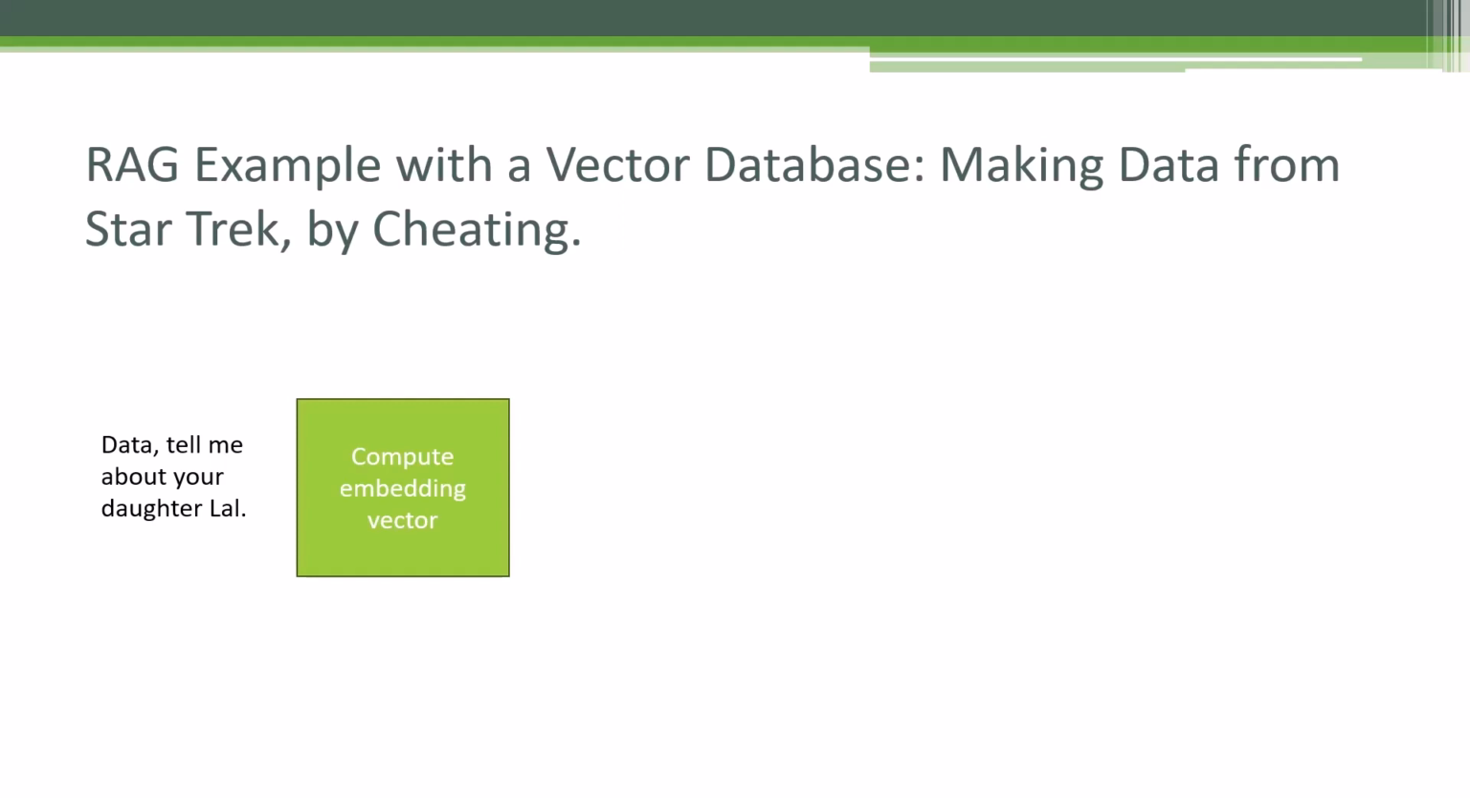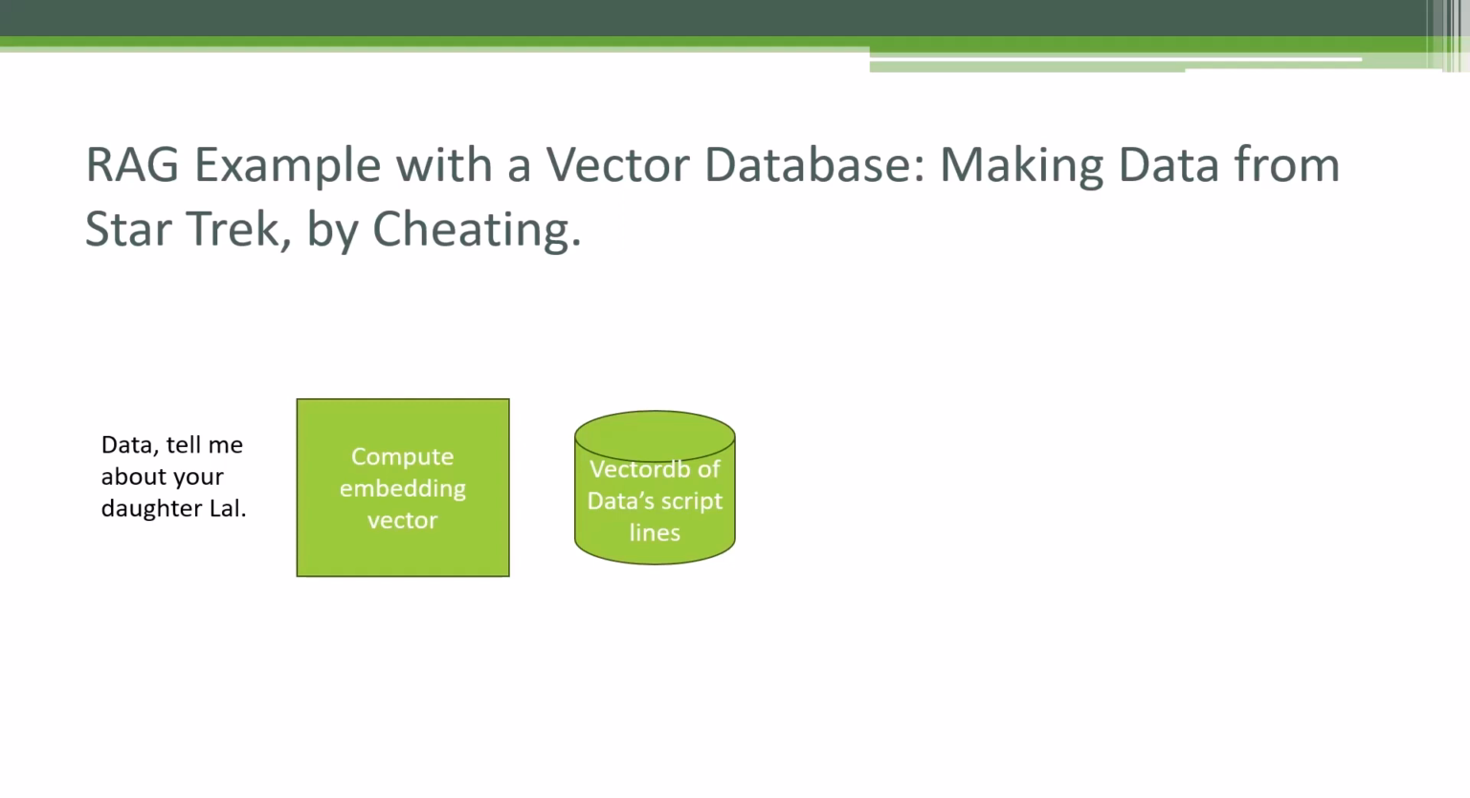First we need to compute an embedding vector for that query. "Data, tell me about your daughter Lal." And we'll get some sort of multi-dimensional vector that says where this sits in our embedding space. We can then do a vector search in our vector database that's been pre-populated with everything that Data ever said before, right? So just like we did before with the fine-tuning API, we have a document that we built up of every line of dialogue that Data ever said. And we can stuff that into a vector database offline.